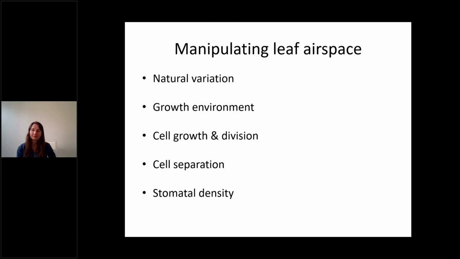And finally, in another paper that came out in 2019, I think, in Nature Communications, we showed that changes in stomatal density have knock-on effects on the structure of the mesophyll. So there are lots of different ways that you can access variation in leaf structure to try and unpack how that then influences leaf photosynthesis.